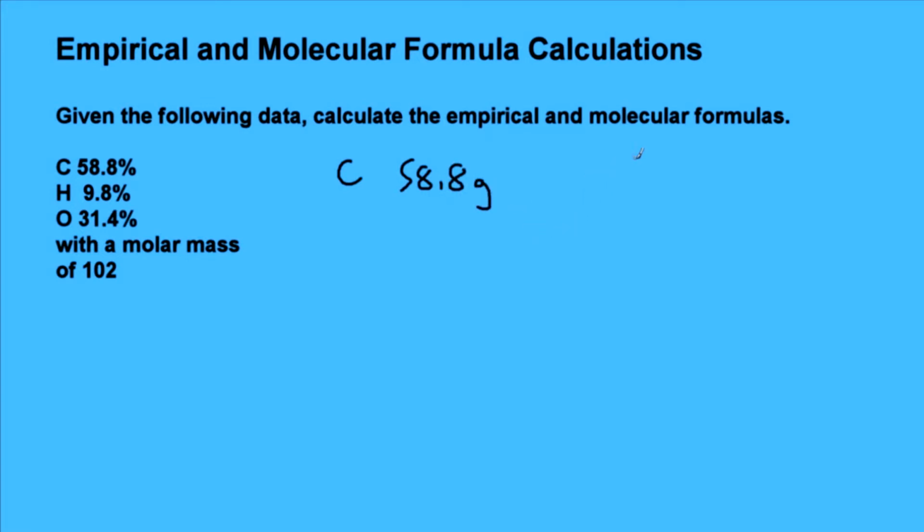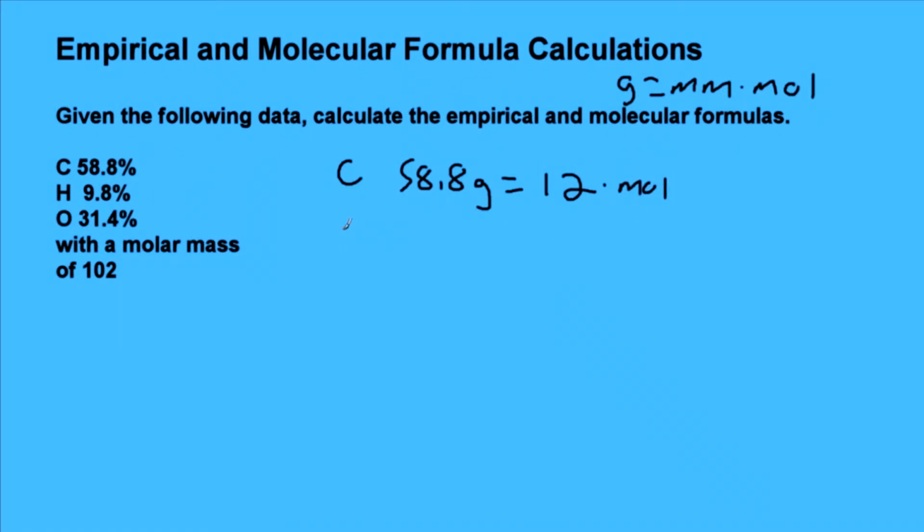And we're going to use the formula that we've been using for a long time now. Grams equals molar mass times moles. This is how we're going to calculate moles. So here's our grams. Again, I just took out the percent sign, turned it into grams, equals the molar mass of carbon, which is 12, times moles.